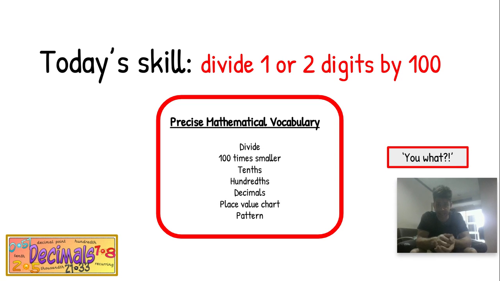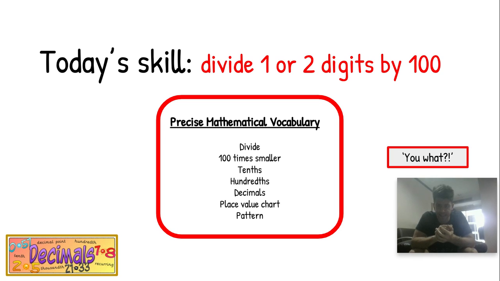So when you're dividing by 10, numbers get 10 times smaller. So they move one place value column to the right. Now, when you're dividing by 100, things get 100 times smaller. So then we move 2 places along our place value chart. So the same thing as dividing by 10 and dividing by 10 again. That's what dividing by 100 is.